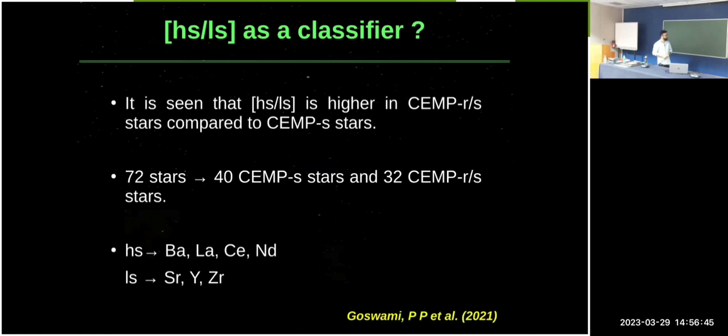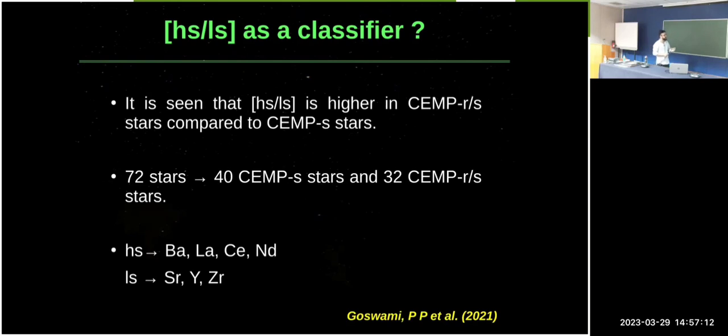First, we tried to see whether HS by LS can be used as a classifier. Now, HS is the average abundance of heavy s-process elements barium, lanthanum, cerium, and neodymium. And LS is the average abundance of light s-process elements strontium, yttrium, and zirconium. In HS, we have not used the other two second peak elements, samarium and, I think, promethium.